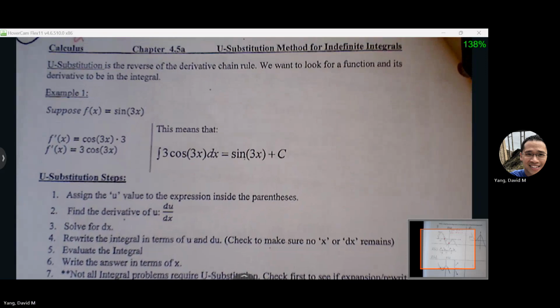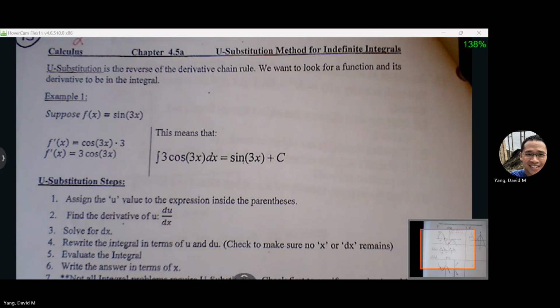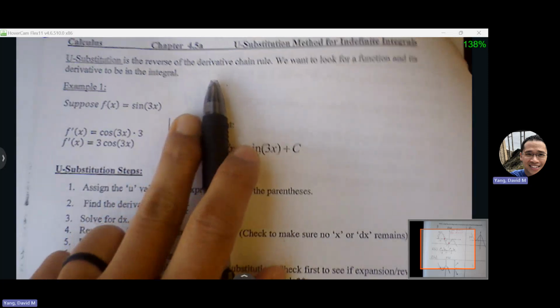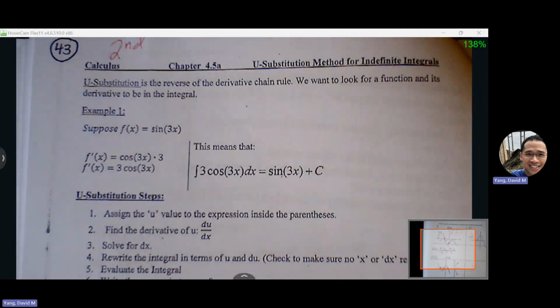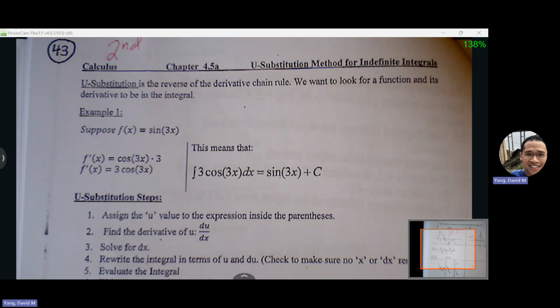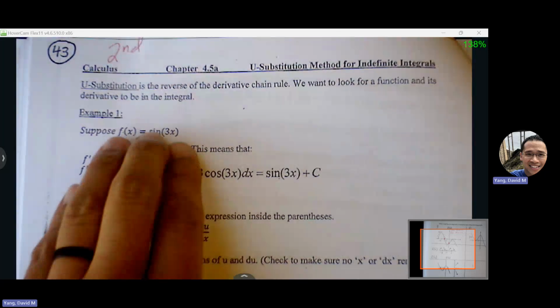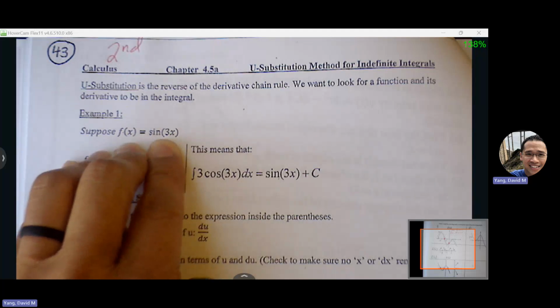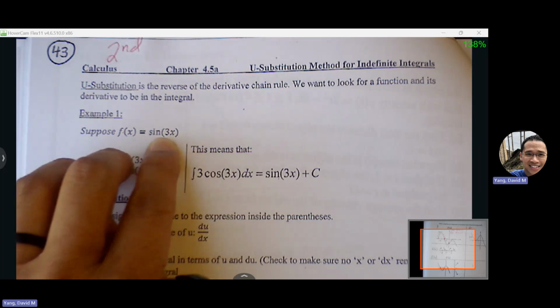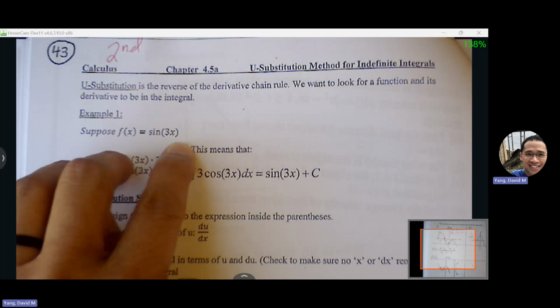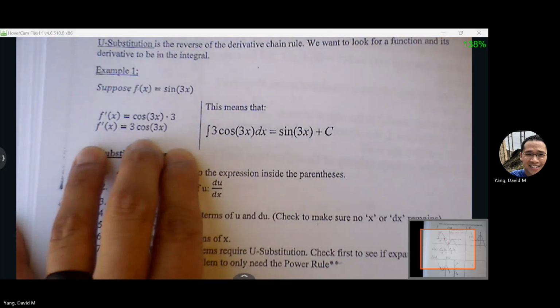All right, page 43 in your packet. So U-substitution is the reverse of the derivative chain rule. So we're going back to that first packet, the big packet. We want to look for a function and its derivative to be in the integral. So for instance, suppose our function was sine of 3x. Let's go back to chain rule. What will the derivative of sine of 3x be? Cosine 3x times 3, right? So cosine of u times u prime, cosine 3x times 3.